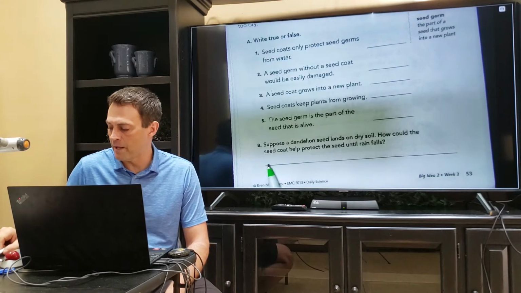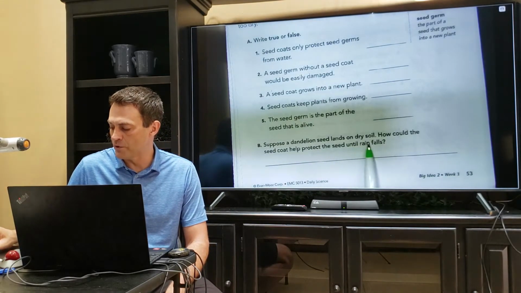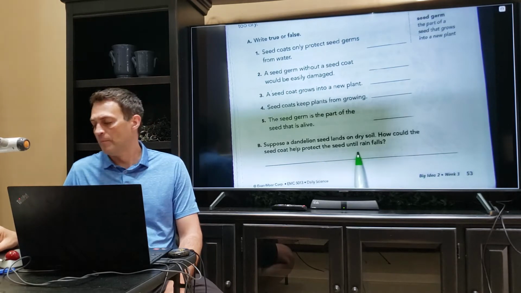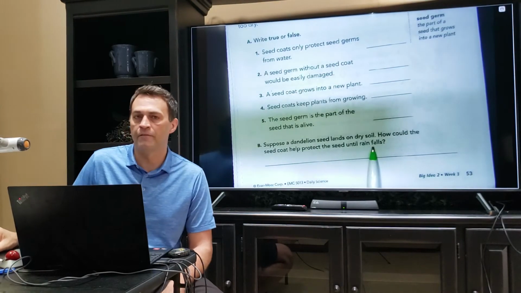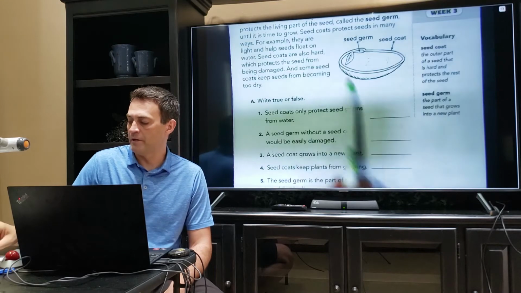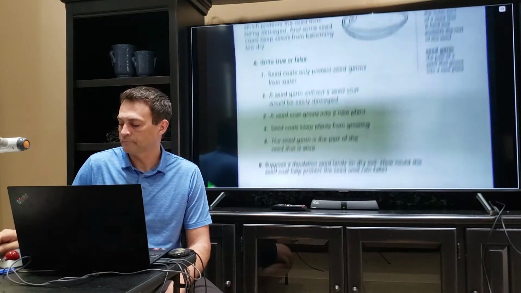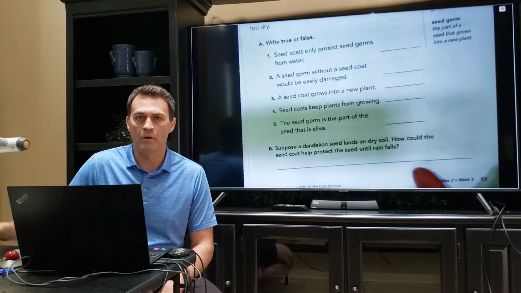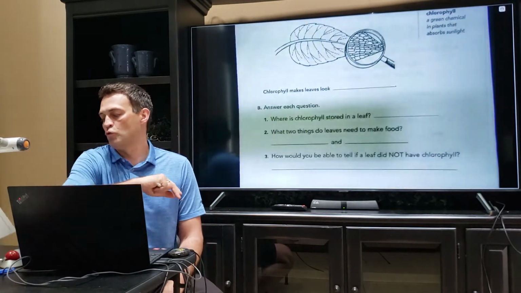Now, here's your thinking part. You got the thinking cap on. Suppose a dandelion seed lands on dry soil. How could the seed coat help protect the seed until rain falls? So that's a little bit of that's up in your reading here. Okay, one sentence is fine. Make sure you use complete sentences, capitalization, and proper ending. Second side.